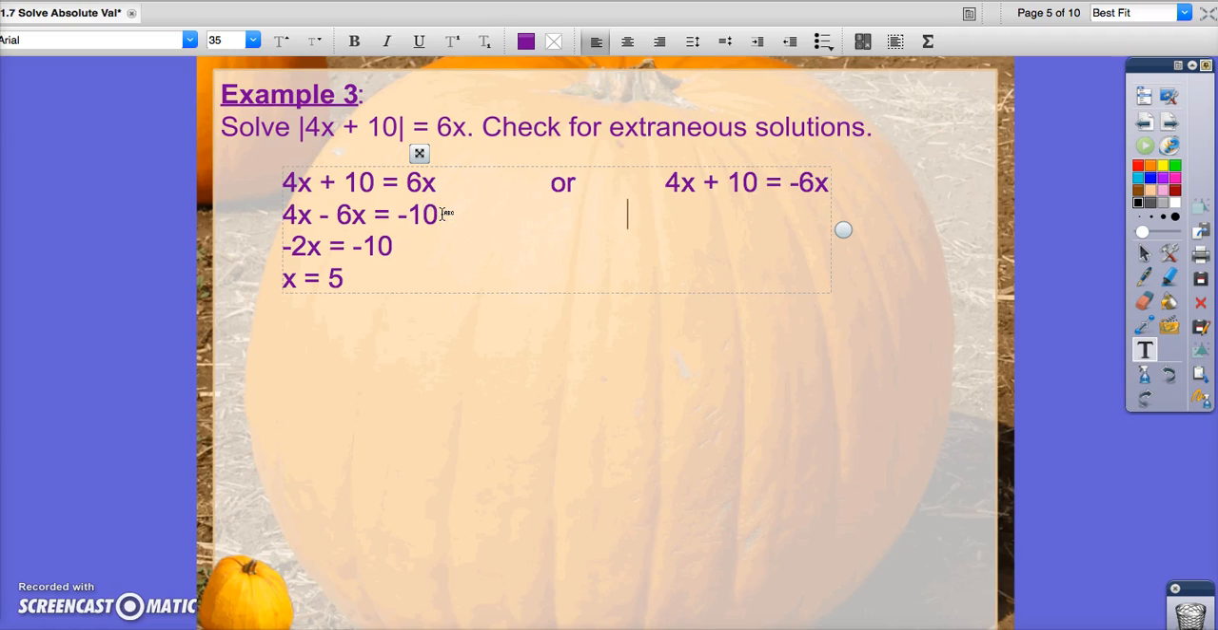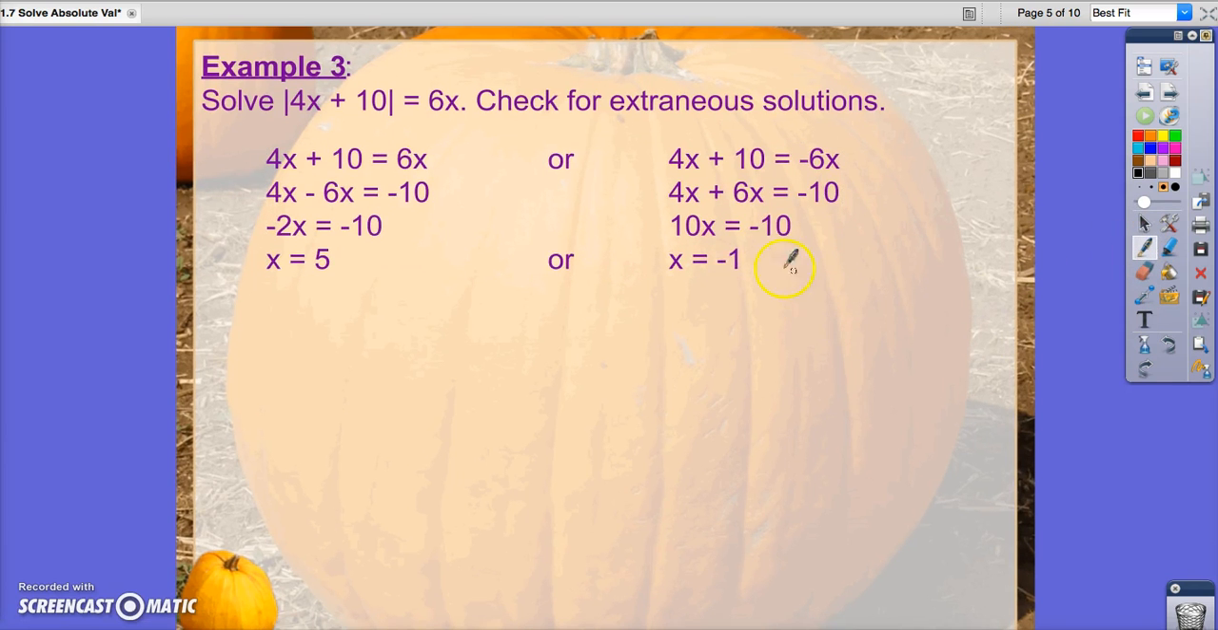Solve the other one. 4x plus 6x equals negative 10. So I'm transposing the positive 10 over as negative. Negative 6x comes over as a positive 6x. All right. Then I get 10x equals negative 10. When you divide, you get x equals negative 1. So here are my answers.